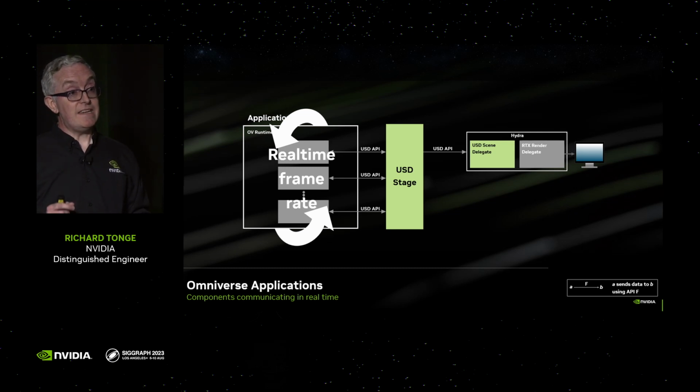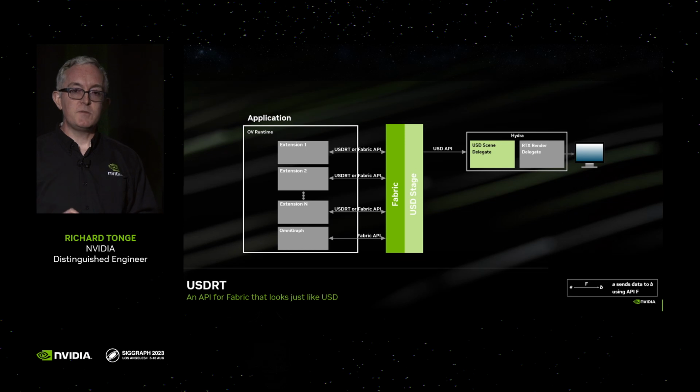If you are using USD for all your communication between the components, that puts a ton of stress on this communication. To meet the time budget, your communication might have to be in the nanoseconds or microseconds. And so this is where Fabric comes in.